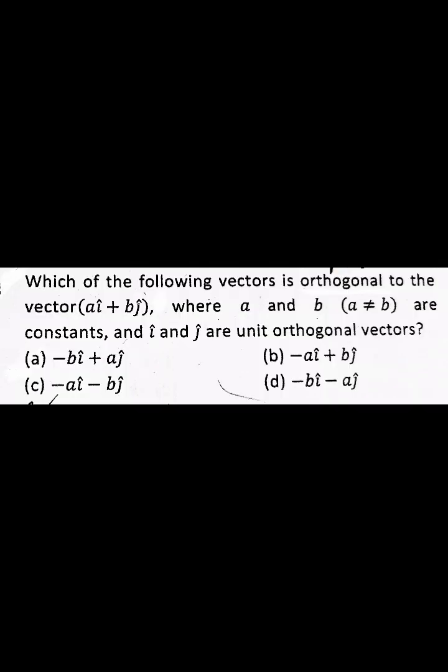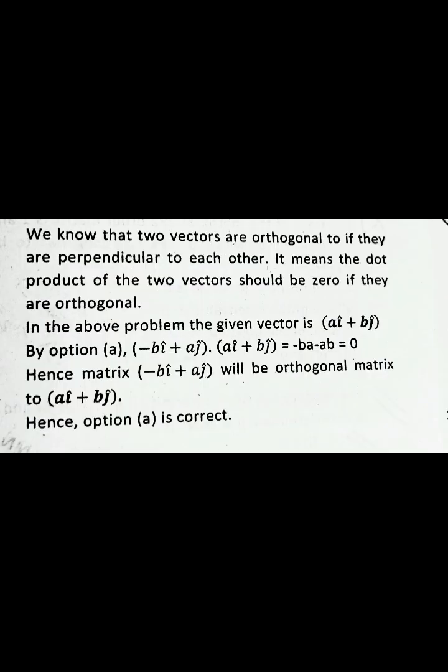Next question is, which of the following vectors is orthogonal to the vector ai cap plus bj cap, where a and b are the constants and i and j are the unit orthogonal vectors? For two vectors to be orthogonal, their dot product should be 0. So in the given problem, the vector given is ai cap plus bj cap. So we should select an option in such a way that their dot product becomes 0. Let us select option A, that is minus bi cap plus aj cap dot ai cap plus bj cap, that is equal to minus ba minus ab, and this is equal to 0. That means their dot product becomes 0. So the answer is option A.